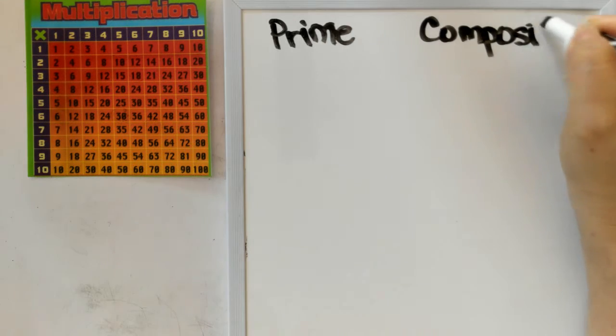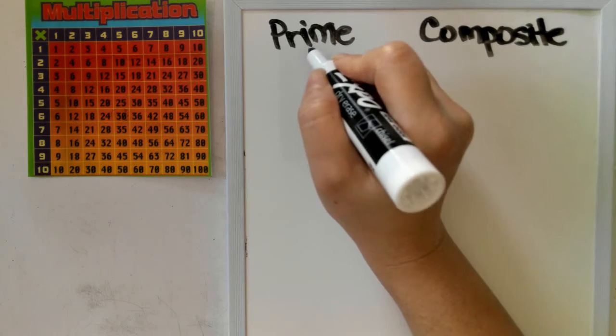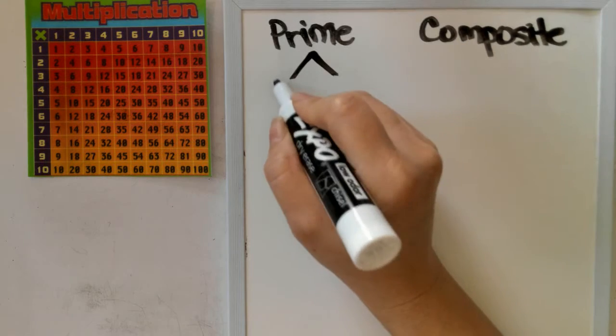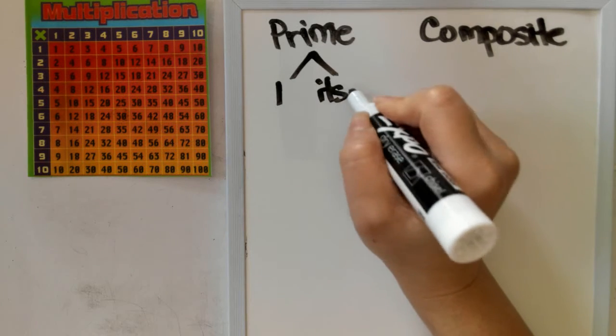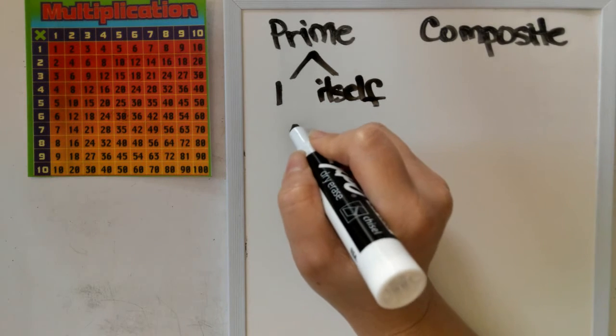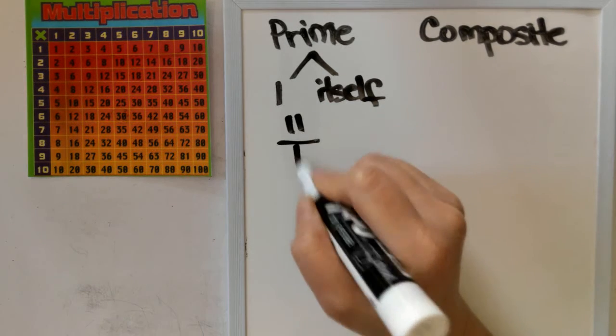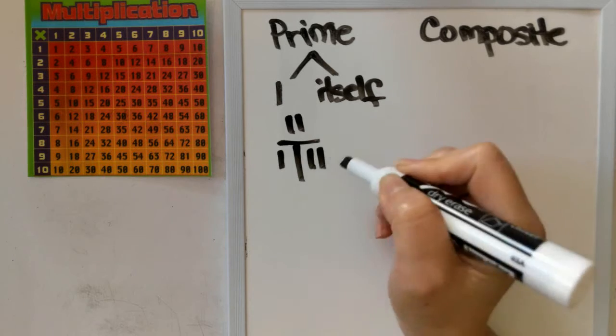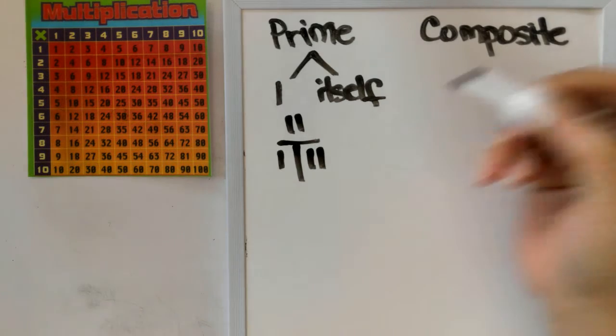First of all, prime numbers only have two factors, 1 and itself. So for example, the number 11. The only way I can get to number 11 is by multiplying 1 times 11, 1 and itself, okay?